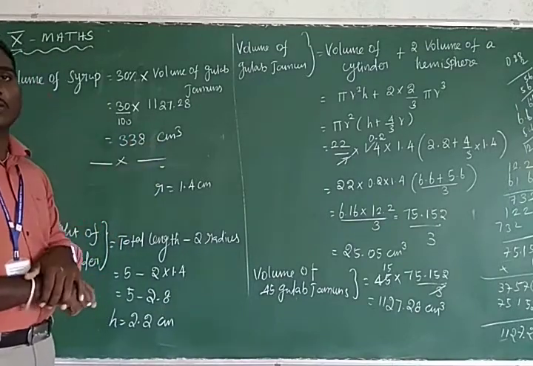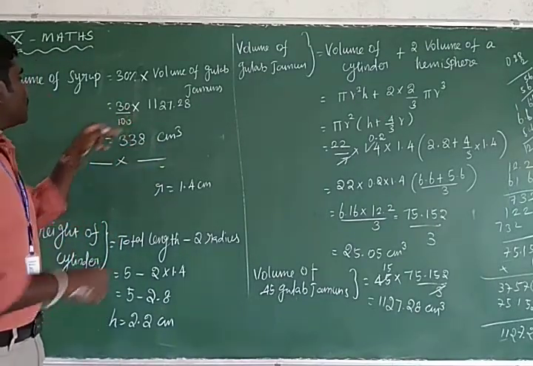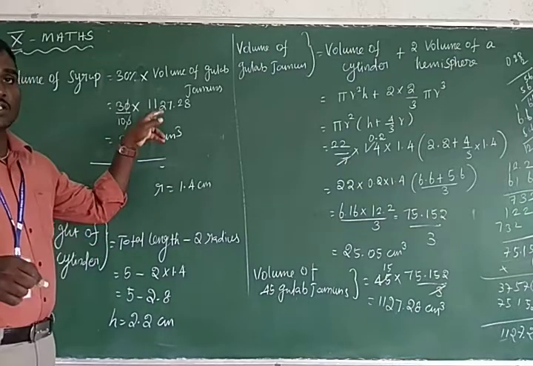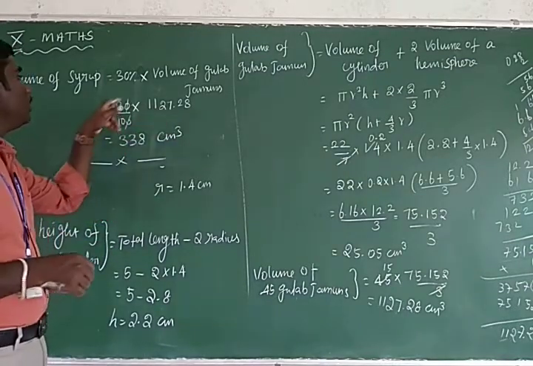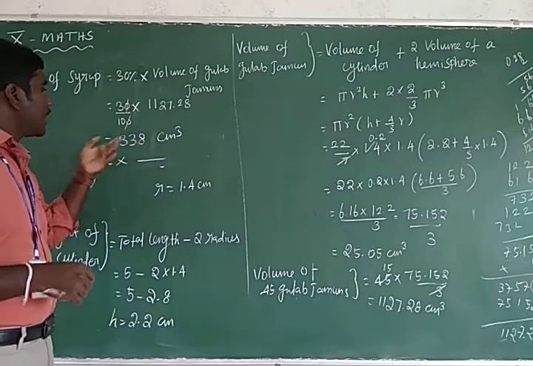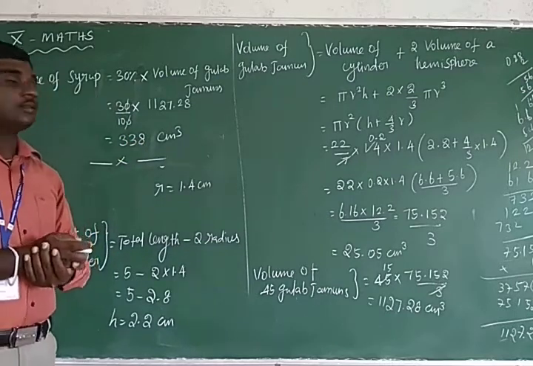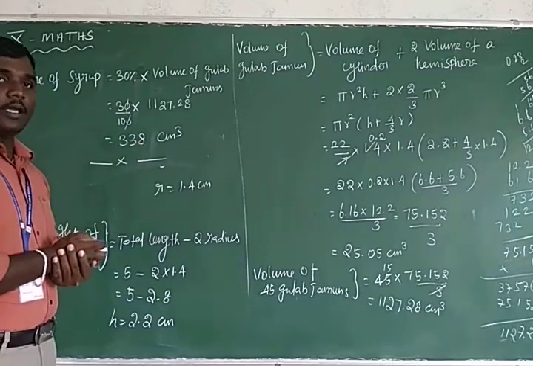Centimeter cube. Okay, so you divide, the 0 cancels. So 1127.28 into 0.3 means you will get the answer 338. Okay, that's all students.